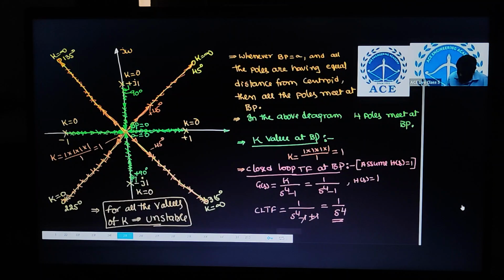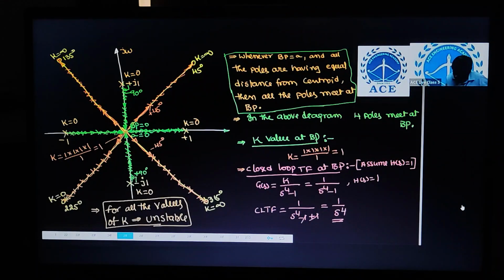Blindly we can write minus or plus 90. This statement you should remember. This is very important, because for objective typing they are asking. Simply they'll give a problem and ask how many poles meet at the breakpoint. You should check: is the breakpoint equal to centroid or not? After that, you have to check the distance. If all have equal distance, all are going to meet.